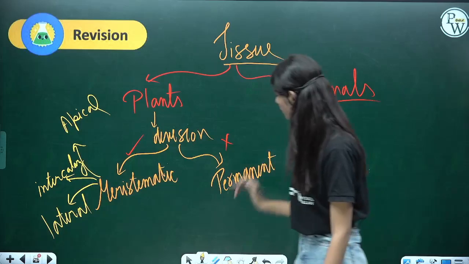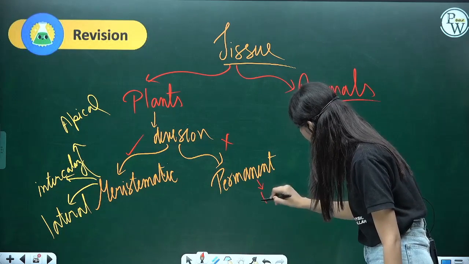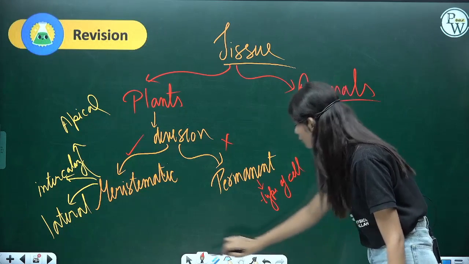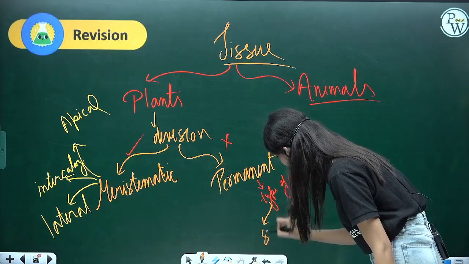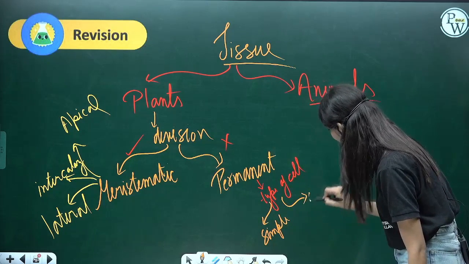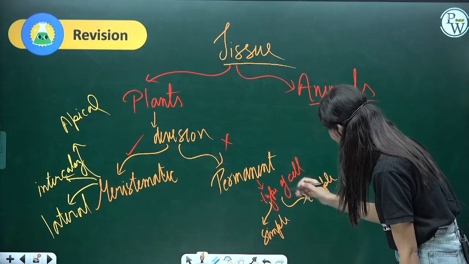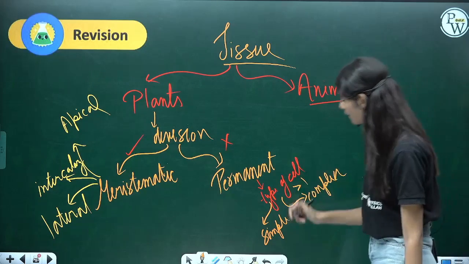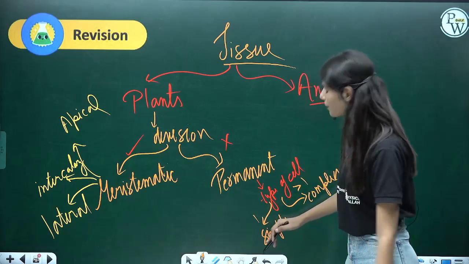Then guys, we learned about permanent tissue. It can be of two types on the basis of cells. So on the basis of type of cells, there are two types of permanent tissue. Some of the tissues can be simple, some of the tissues can be complex. Okay, so if the type of cell is more than one, then it will be complex tissue, and if the type of tissue is just only one type, then it will be called a simple tissue.